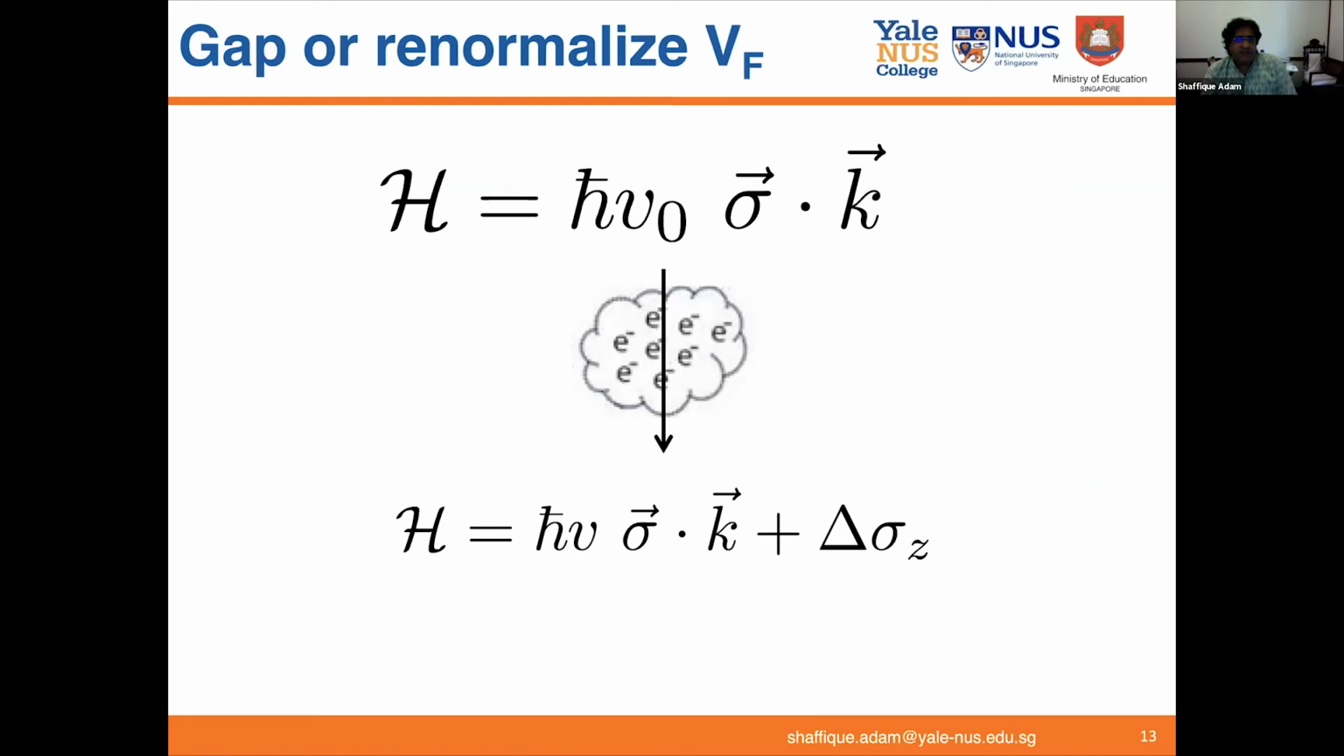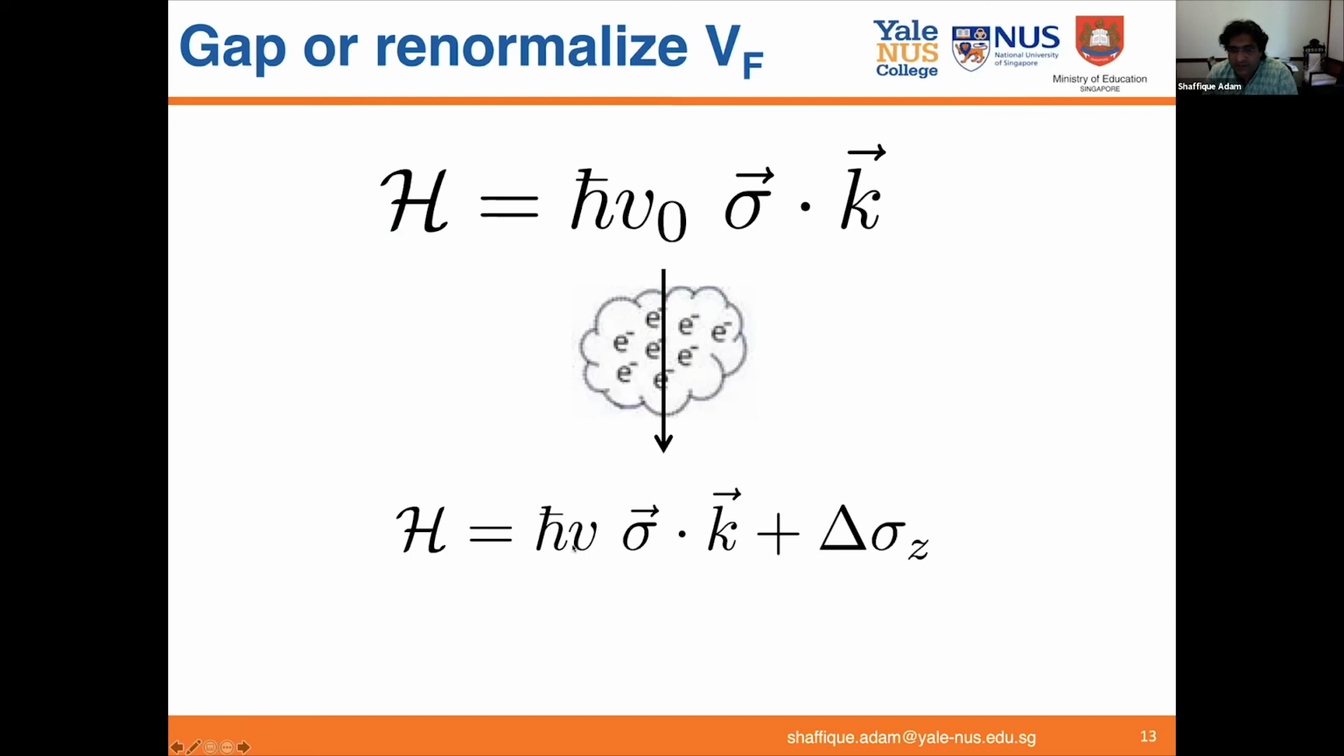So the general question is the following. If you have a Hamiltonian that's of the Dirac form, so you have a sigma dot k, that's a Dirac Hamiltonian in 2 dimensions, and you add correlations, what could happen to the Hamiltonian? One can show by very general considerations that an interacting Hamiltonian can be written of the form below, where you could open up a gap, and this gap could be of the Kane-Mele type, or it could be a trivial gap. But you could also have a change in the Fermi velocity.